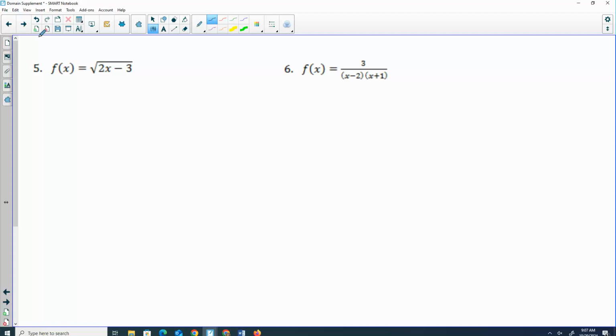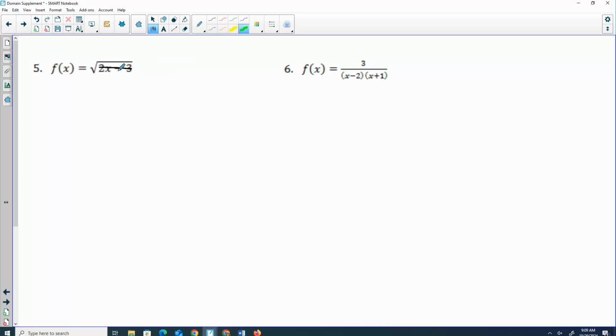Number 5. Actually, why don't you guys try 5 and 6? See if you can come up with your domains. We have some problems with number 5. You're writing the right thing, but you didn't finish solving it from the ones I looked at.